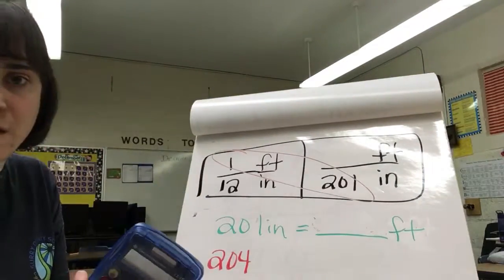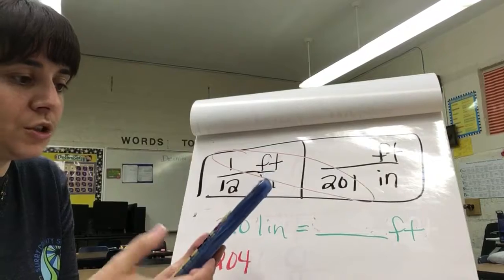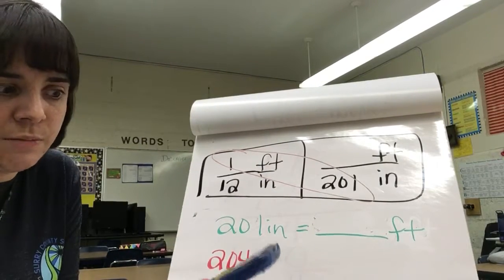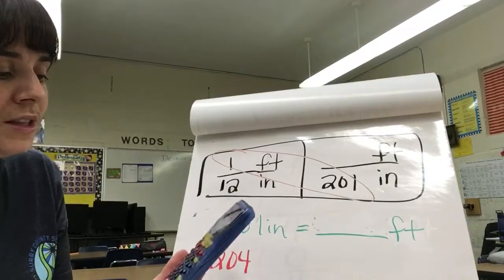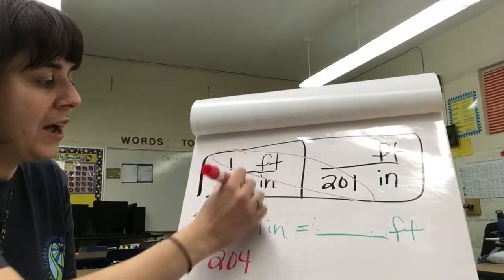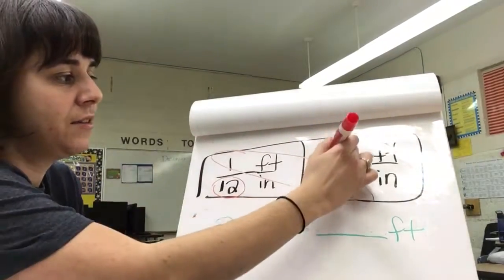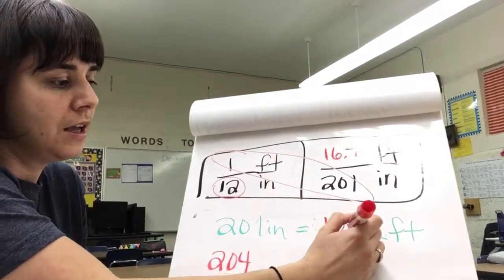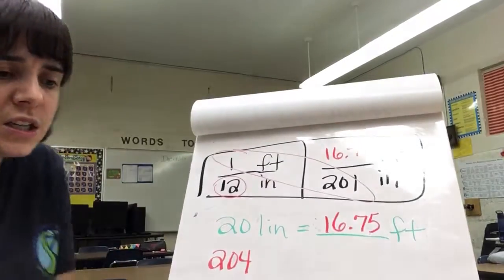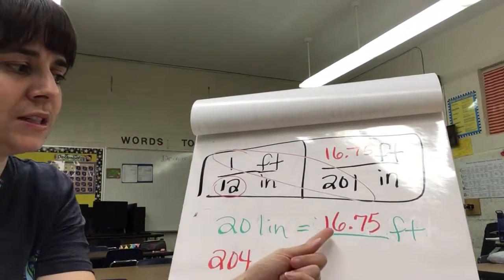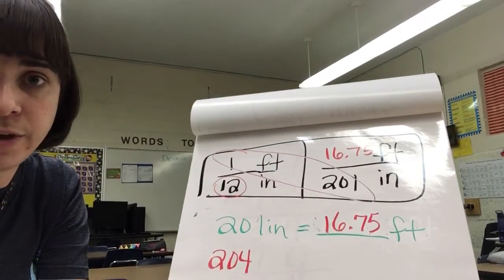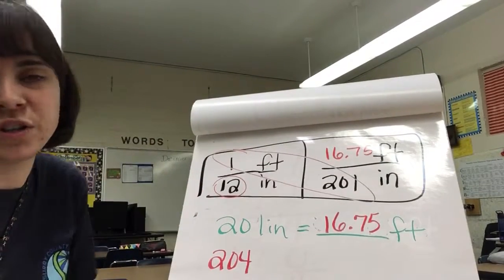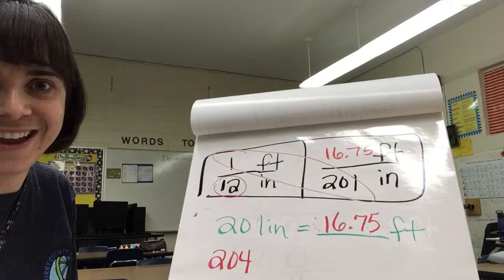But even if you have a calculator, 201 divided by 12, it's still going to give you the answer. It just might not always be a whole number. So in this case, 201 divided by 12 is 16.75 feet. So that just means we have more than 16 feet, less than 17 feet, okay? So this method really works with all numbers. We're just focusing on whole numbers right now, okay? Hope this helps.